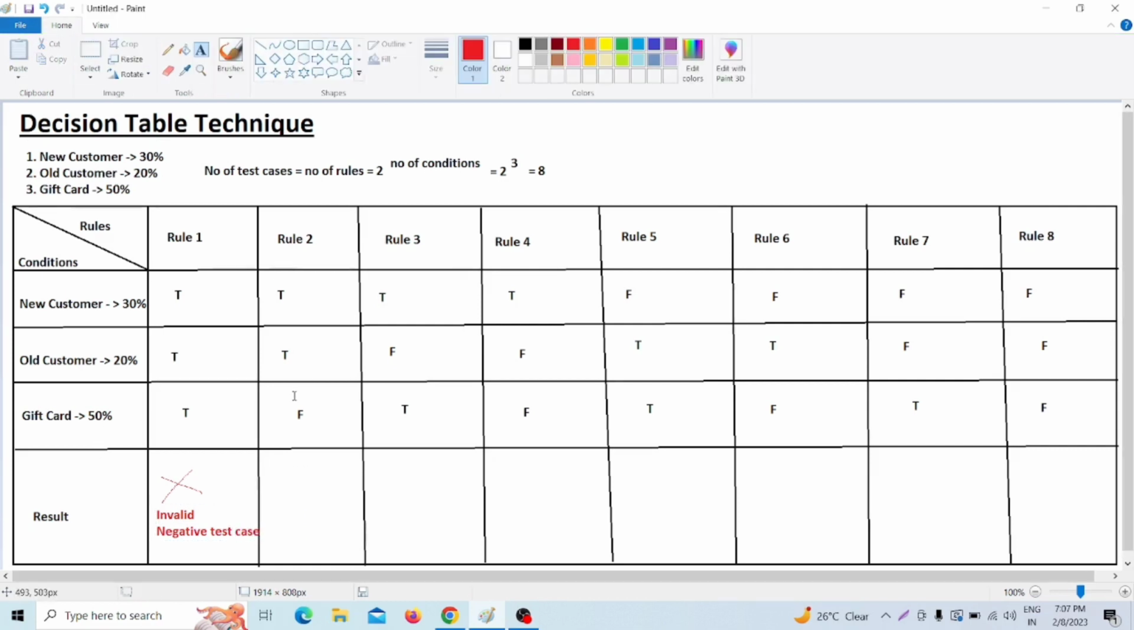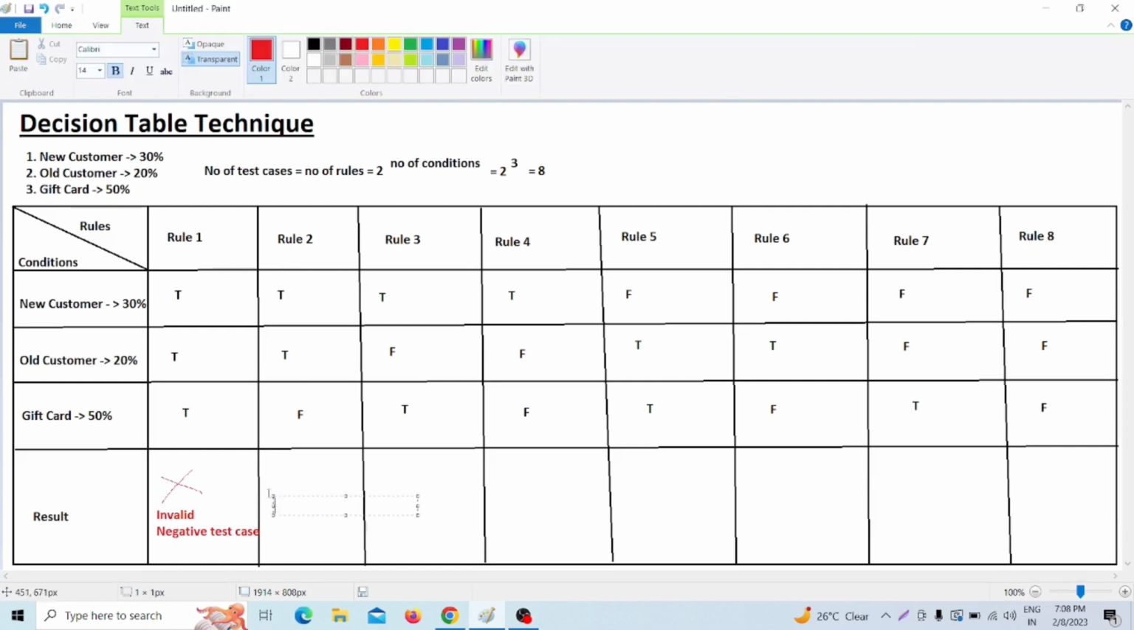Now coming to the next one. New customer true, old customer true, gift card false. So a new customer cannot be an old customer. Then again it's invalid. Invalid test case. Again it's an invalid test case. Or we can say it's a negative test case.